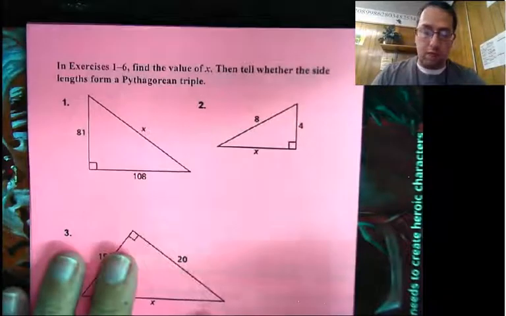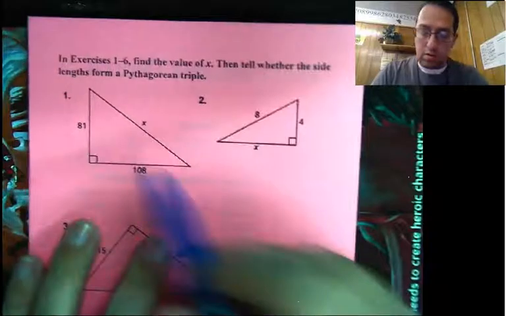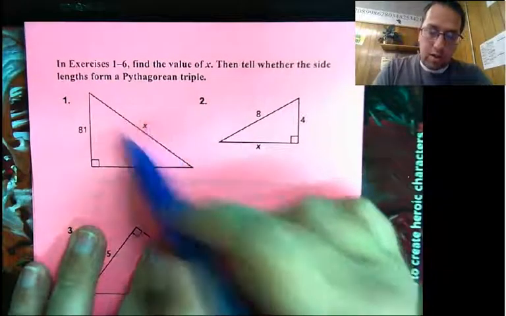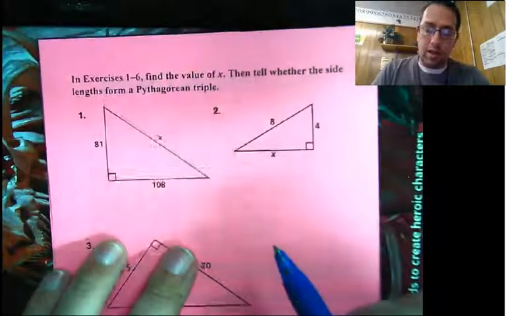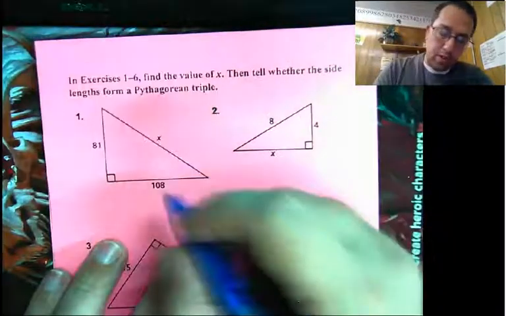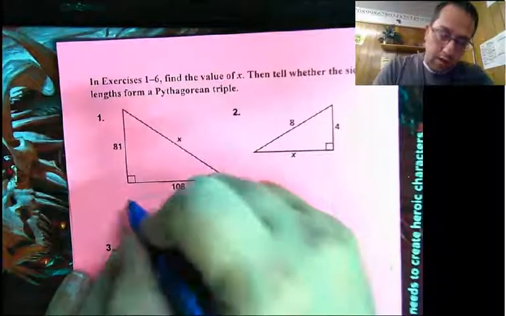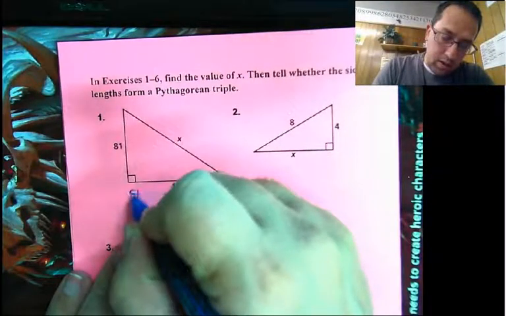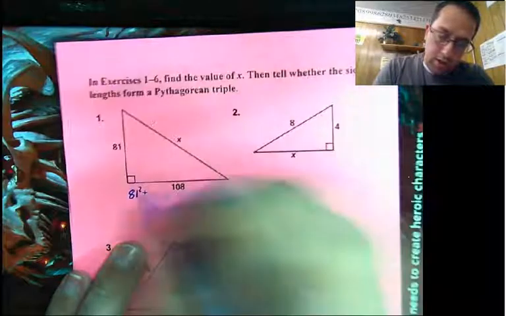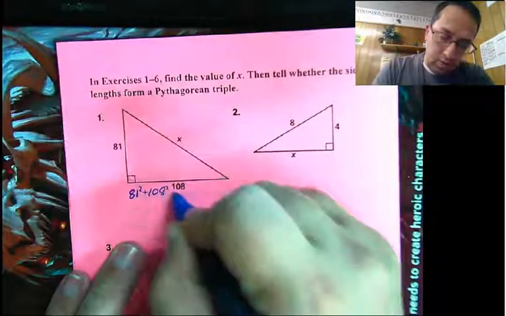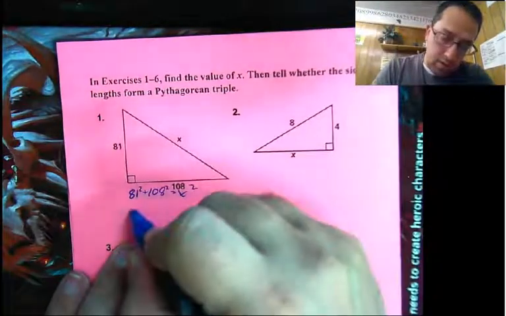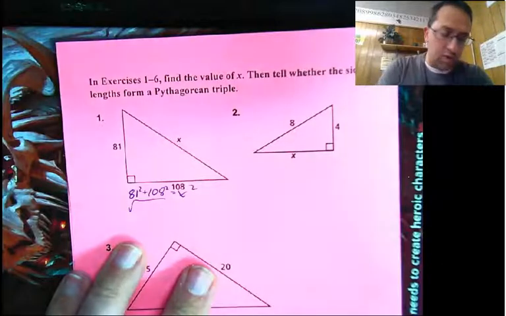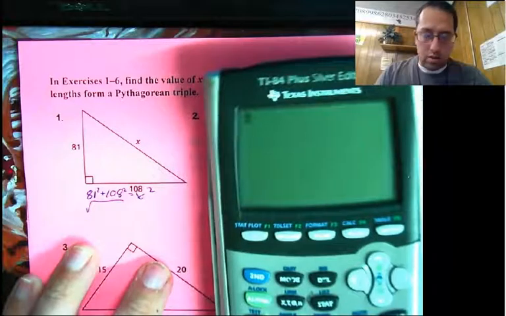So let's see what we have. We know that they are all right triangles. So x here is the side opposite the right angle, which means this is going to be the hypotenuse, this is the c, right? So what we have is 81 squared plus 108 squared, which is going to equal x squared. So what we're going to do, we just want x. So the square root of, and I am going to use my calculator because I cannot do all of these in my head. So here we go.